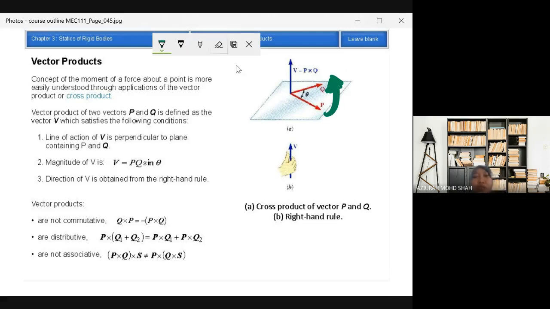Okay? Maksudnya Q cross P dengan P cross Q tak sama lah? Ya, betul. That's why we have this statement.